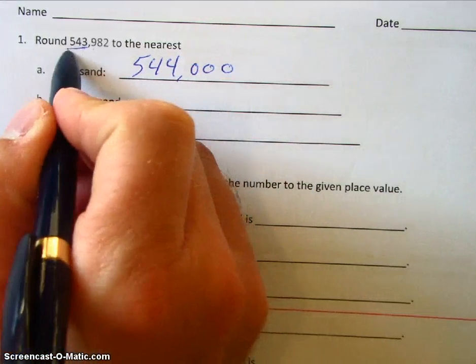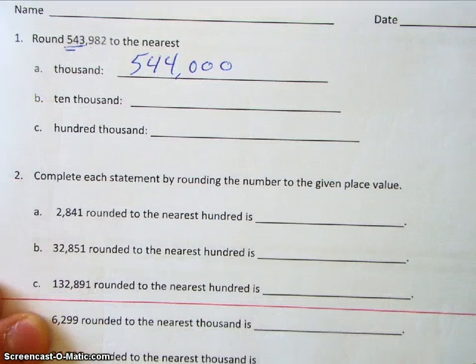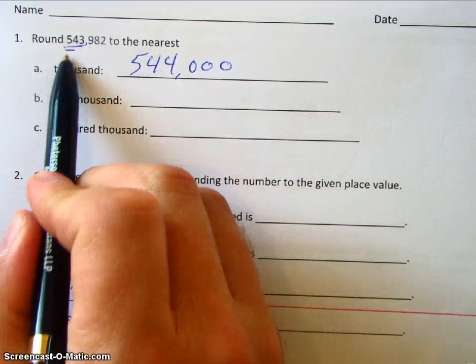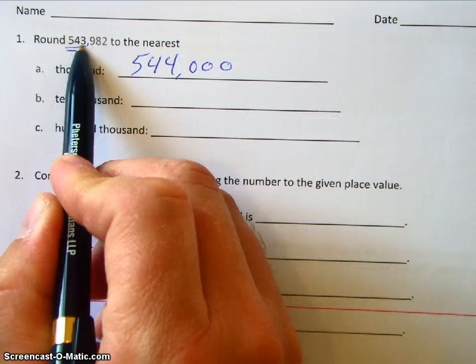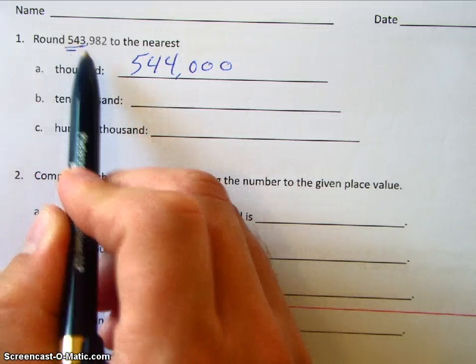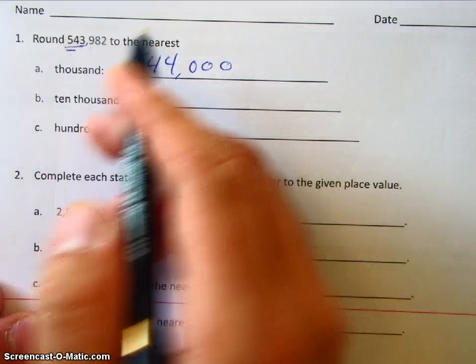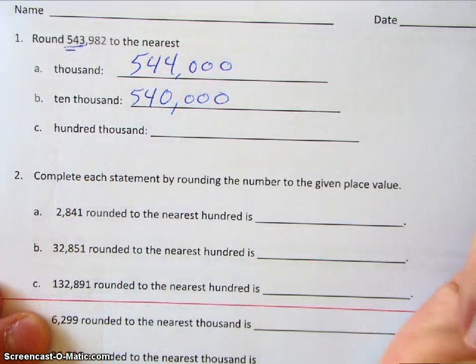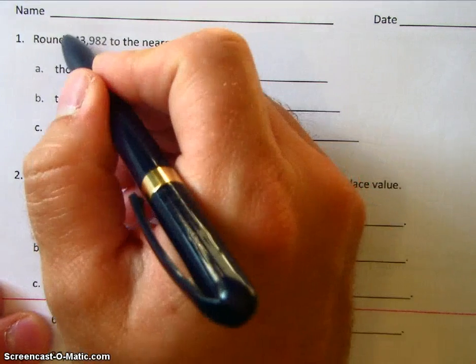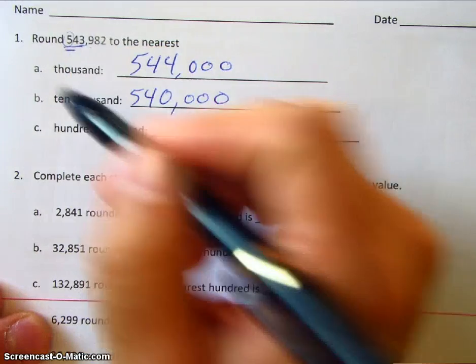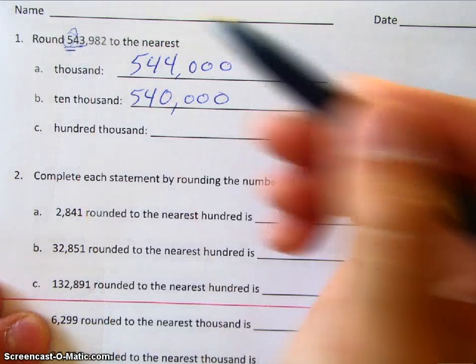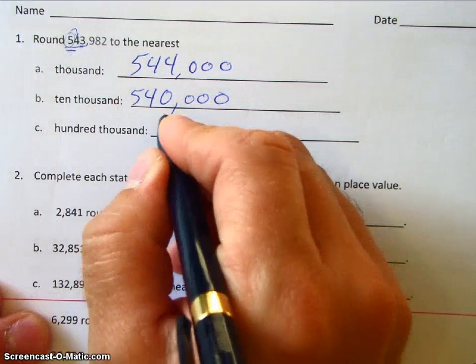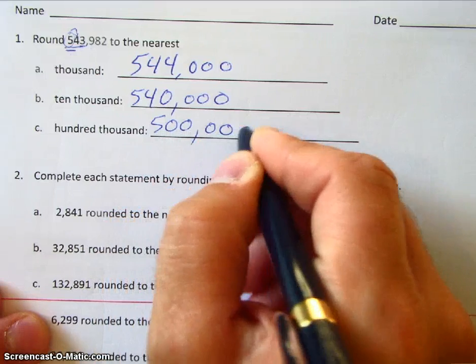So next place we have 10,000s. Well, we have 54 10,000s. We look one spot to the right and we see a 3 in the thousands place, which tells us that we need to go down to 54 10,000s. And then finally the 100,000s. Well, we have 500,000s. We look one spot to the right and see the 4, and that tells us we need to round down to 500,000.